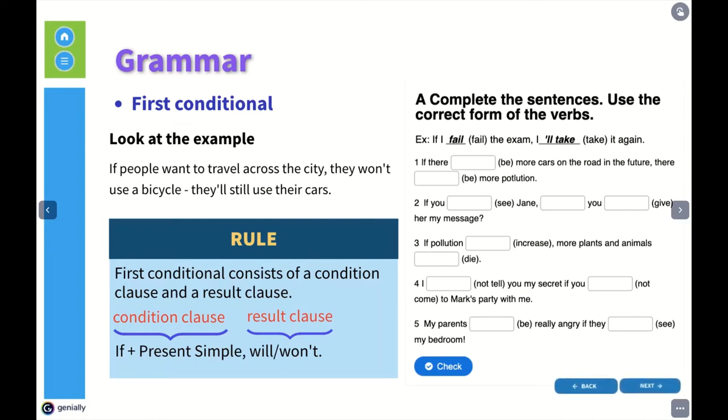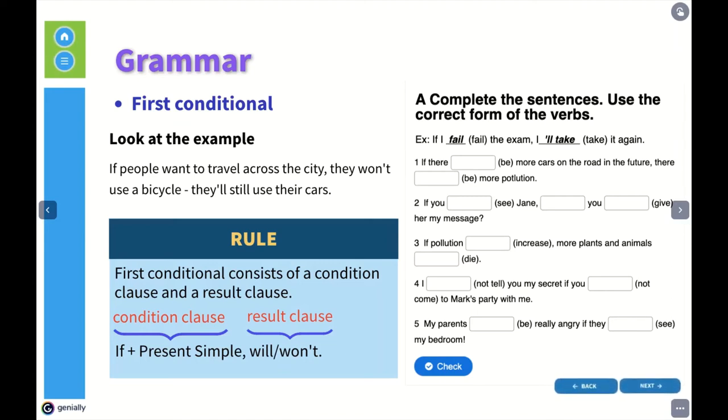When you make a condition clause, you need to use if plus present simple. And for the result clause, you need to use a future form. It means subject plus will or won't, plus the base form of the verb. Okay, I would like to give you more notice on this.